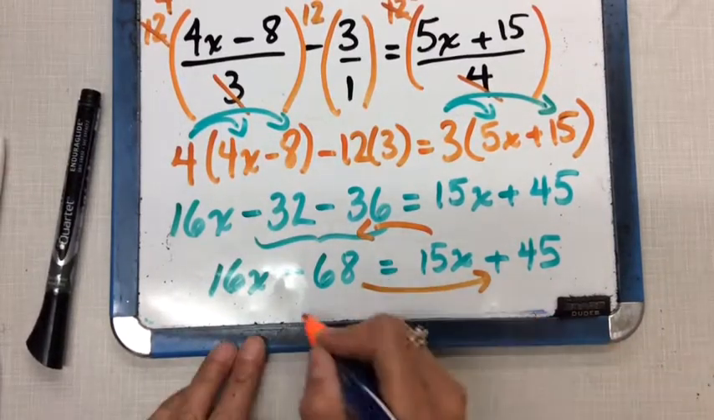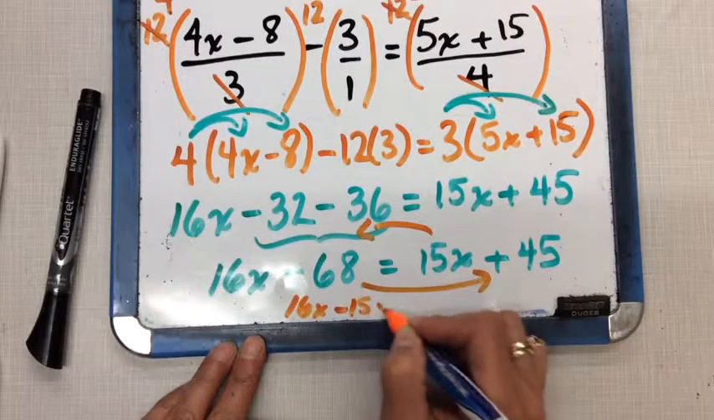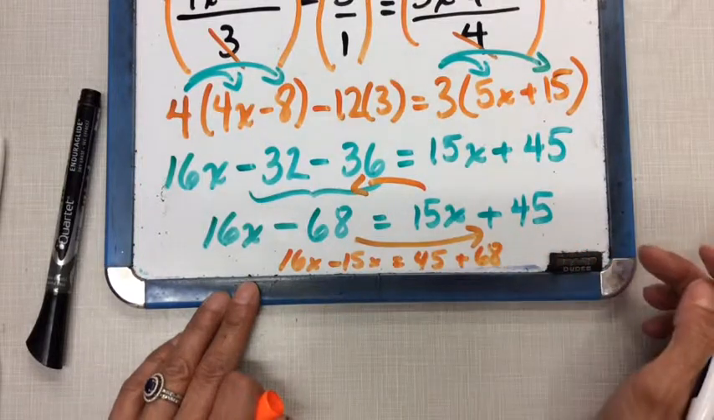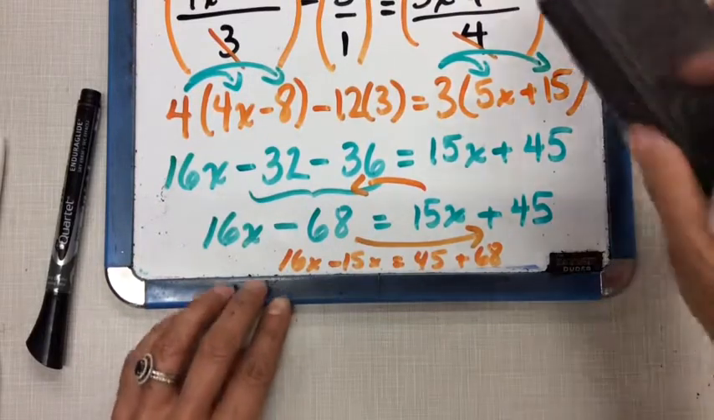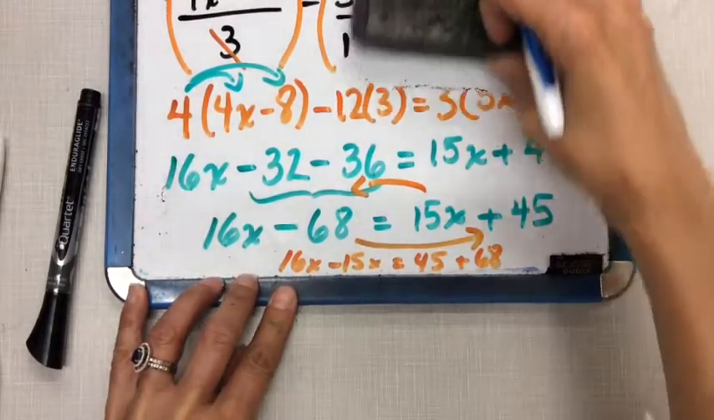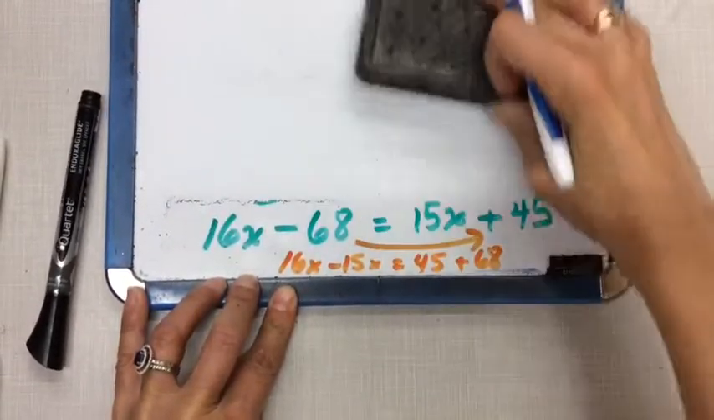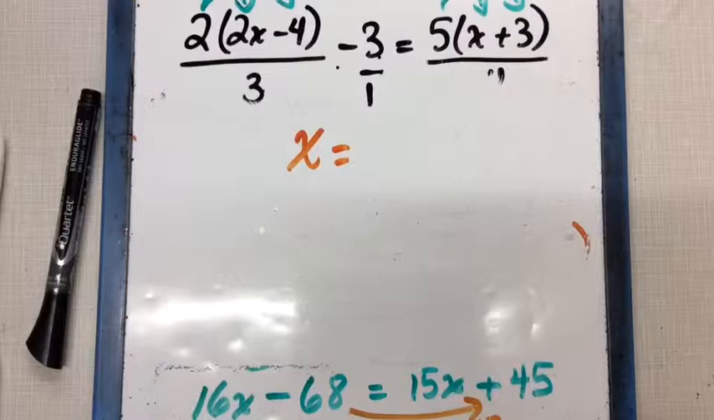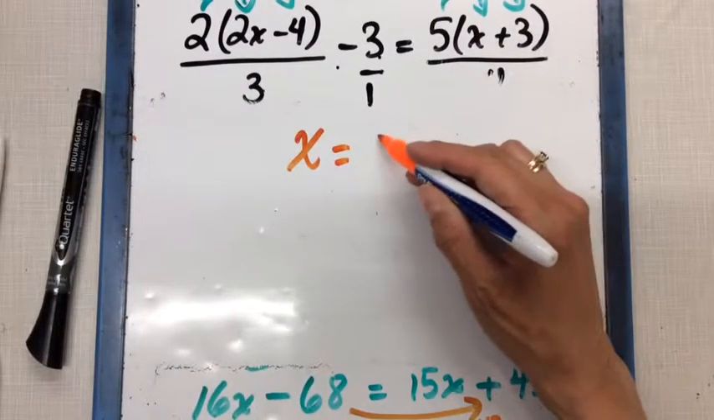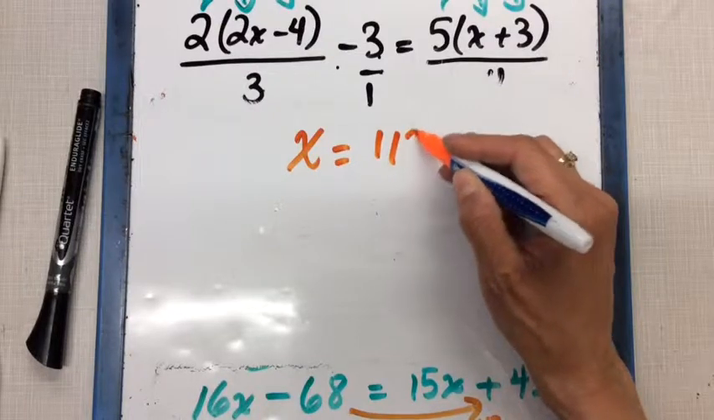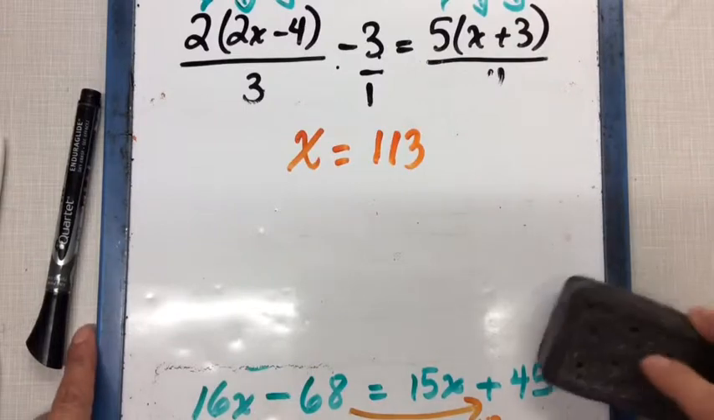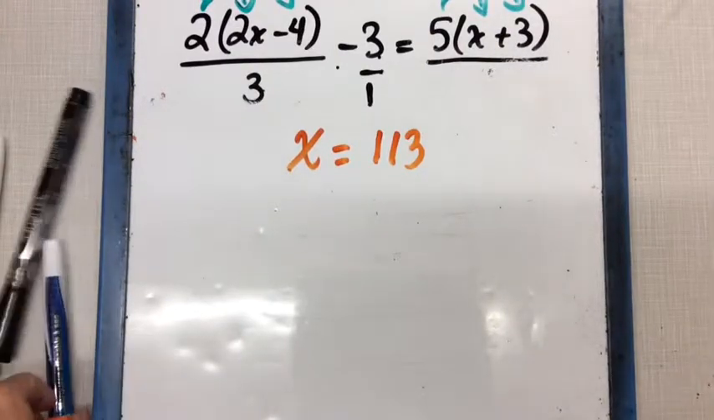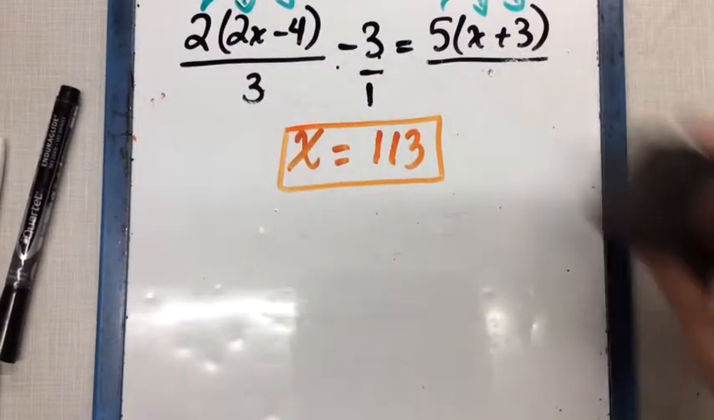We'll use this color here to continue. 16x minus 15x is equal to 45 plus 68. And so if we continue, I'm going to bring it up here. That's x is equal to 45 plus 68 is equal to 113. Okay? And that's how you would do this. And there we have it.